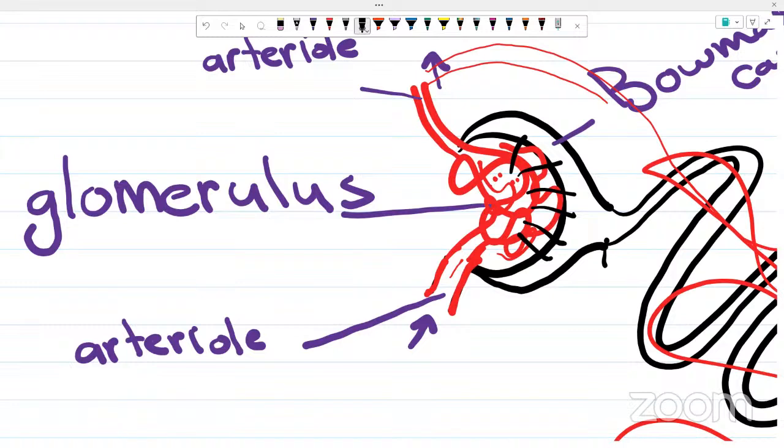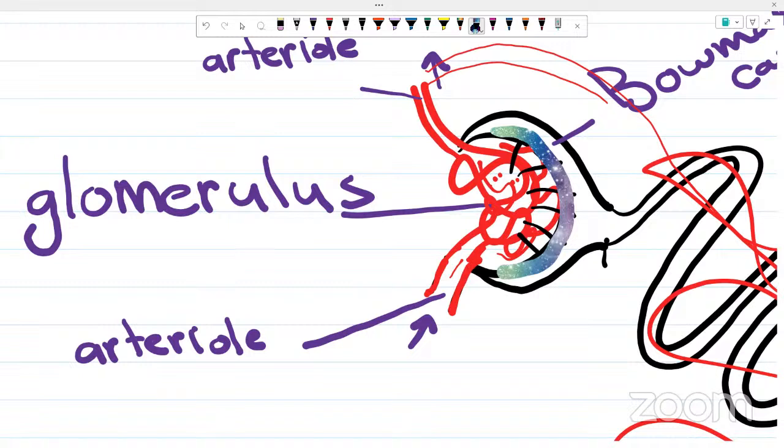And actually, it's filtered due to the presence here of basement membrane, which allows only small molecules to pass and not the larger ones. You understand it or not? So filtration or ultrafiltration occurs.